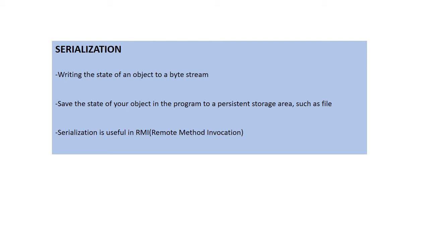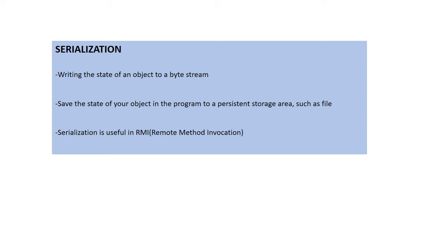That is storing the state of an object, where an object is a runtime entity. So storing the state of an object to a byte stream is called serialization. And this serialization is also needed to implement a very important concept called Remote Method Invocation, RMI, in Java.